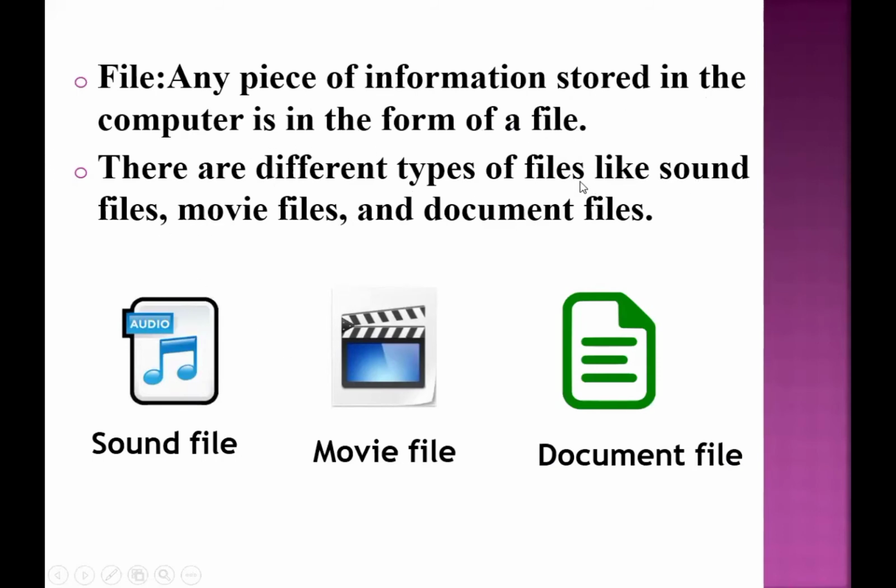There are different types of files, like sound file, movie file, and document file. These are all files, and every file has a name. We identify a file by its name. You can see here every file has a file name. This is a sound file, this is a movie file, and this is a document file. So we identify every file by its name.